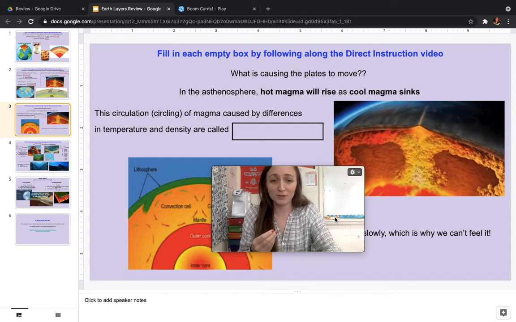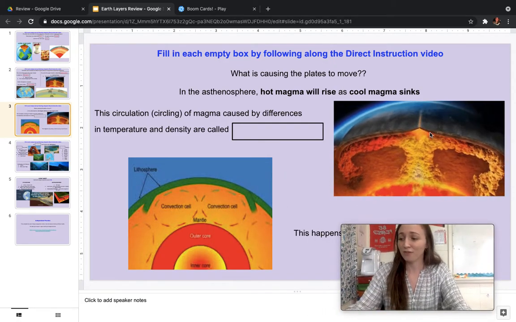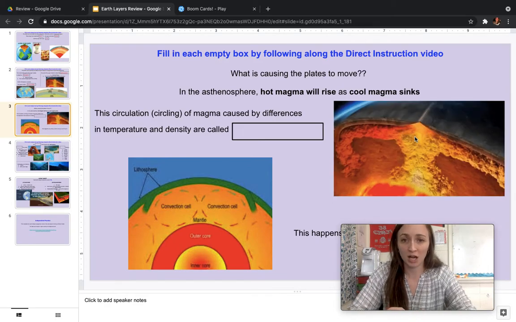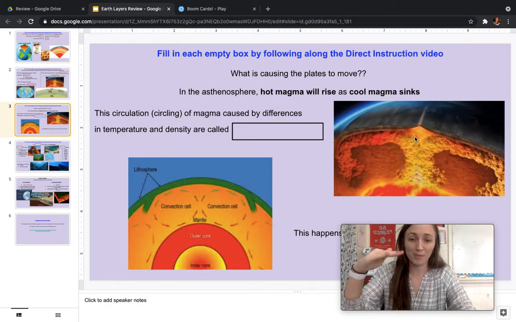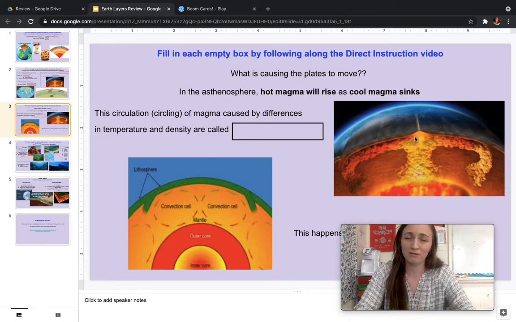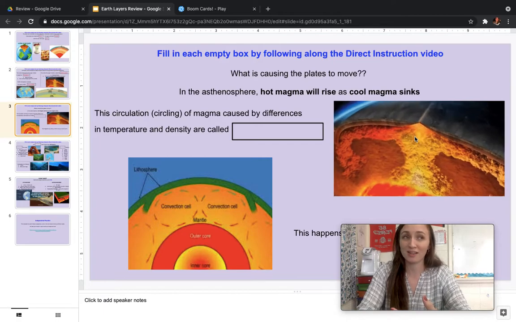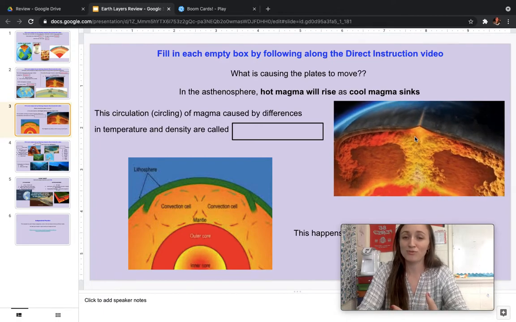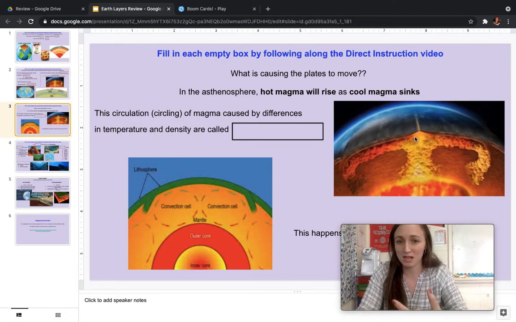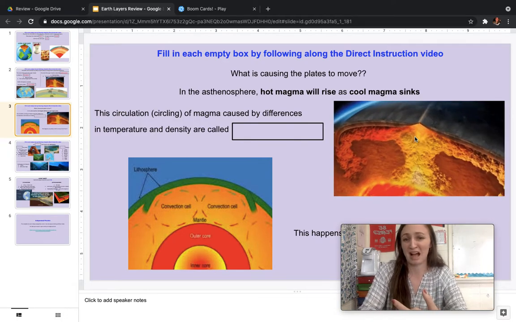The asthenosphere, which again is that hot, flowy middle part, will eventually cause those tectonic plates, that hard top that we're walking around on, to move. And remember, this happens very, very slowly. We are constantly in motion, but we do not feel it because the plates move at such a slow speed. We don't even realize it's happening.